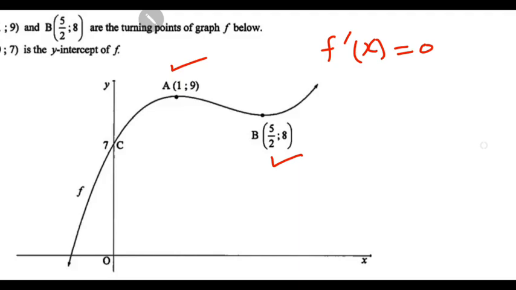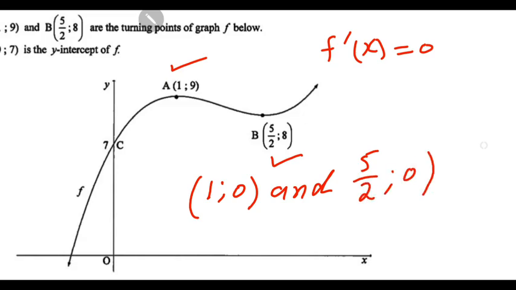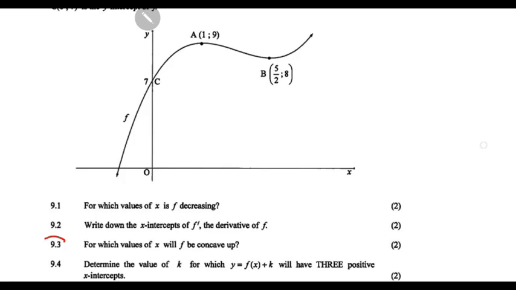The x value at the first turning point is 1, and at the second turning point B is 5/2. So the answer is that the x-intercepts of the first derivative will be x value 1 and y value 0, and at the second turning point x value 5/2, y value equal to 0. Now question number 9.3.